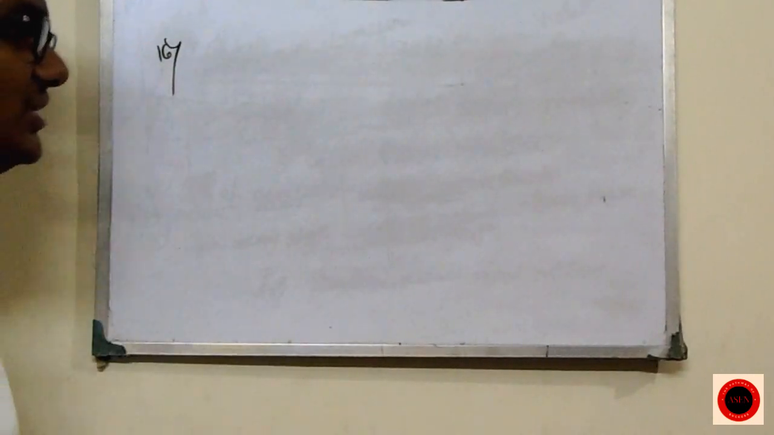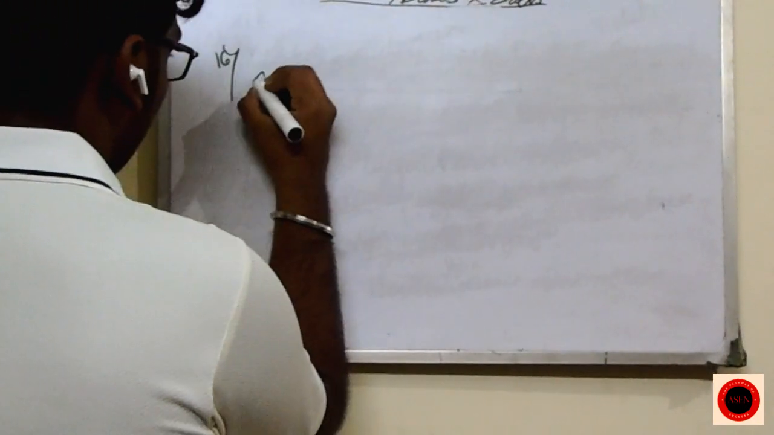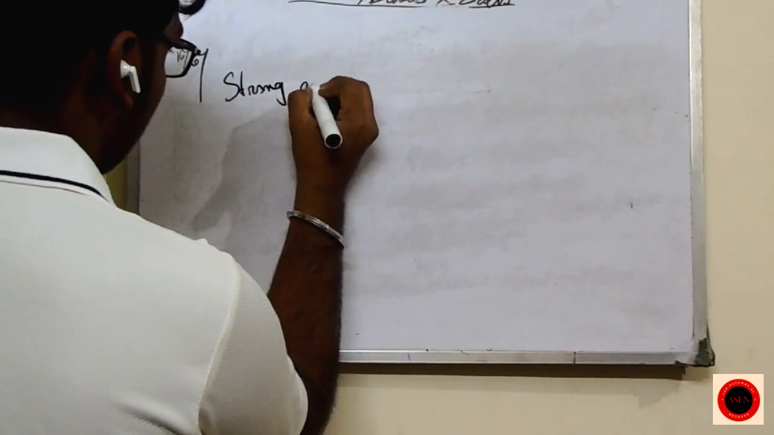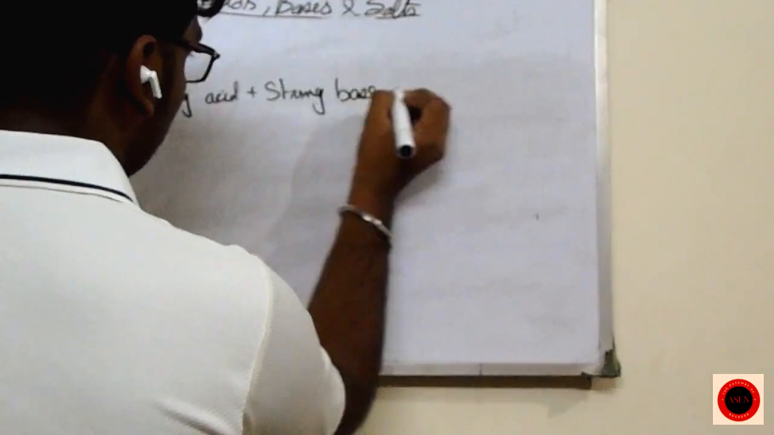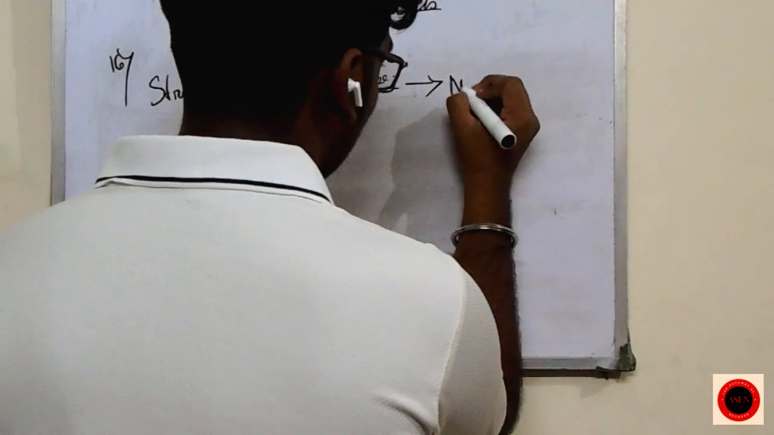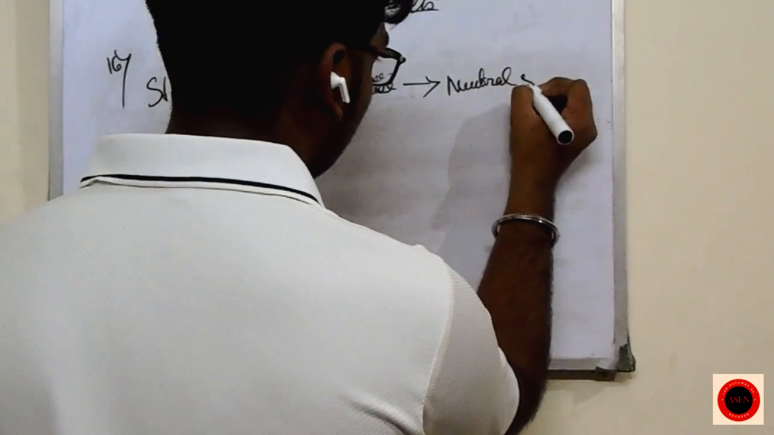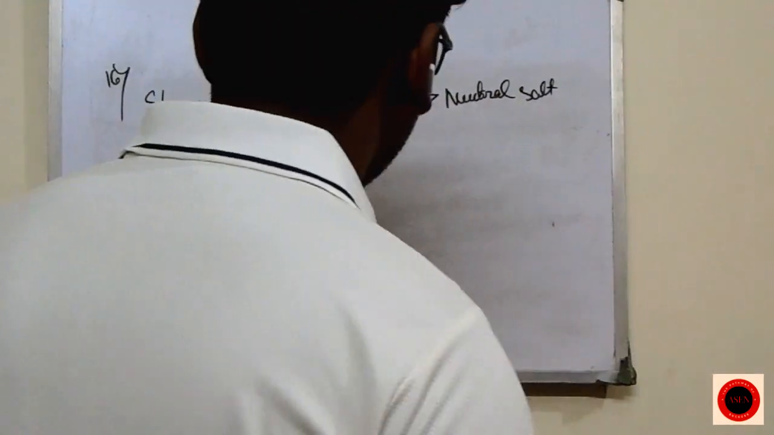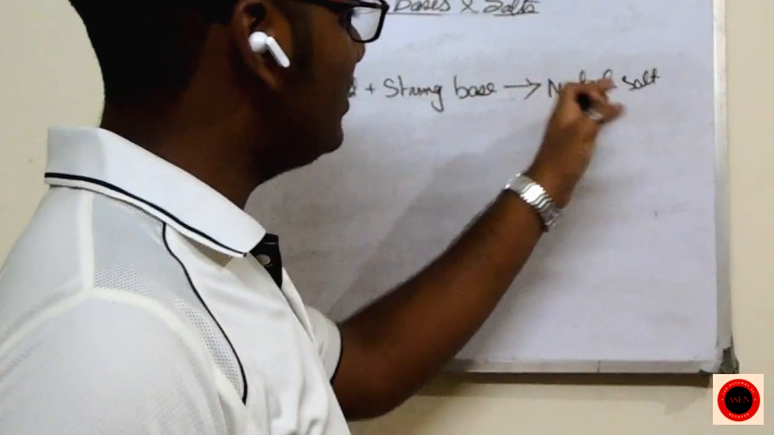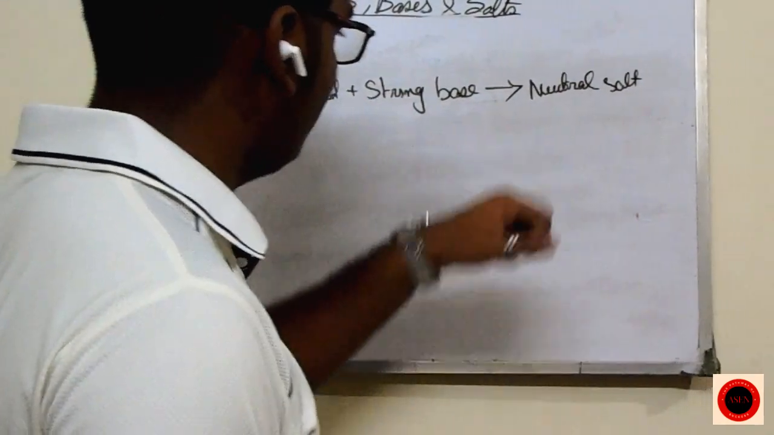So the next one is, now we will see the factors of the chemical reactions that state the nature of the salt which is formed. Strong acid plus strong base, a neutral salt will be formed. The pH or the nature of the salt will be neutral if a strong acid is added with a strong base.